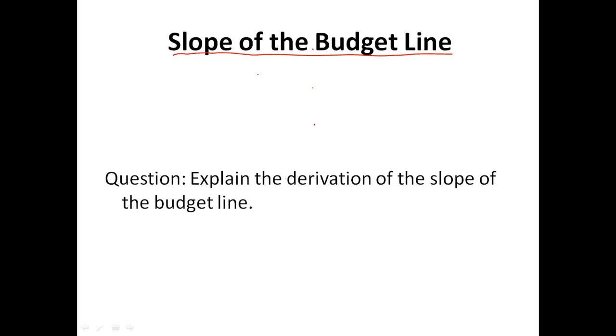Okay, so we have like this. This is the slope of the budget line. Now budget line we know. Budget line means it is a line which shows the combination of goods the consumer can buy, provided the cost of the goods are equal to his or her income. So this is the budget line.